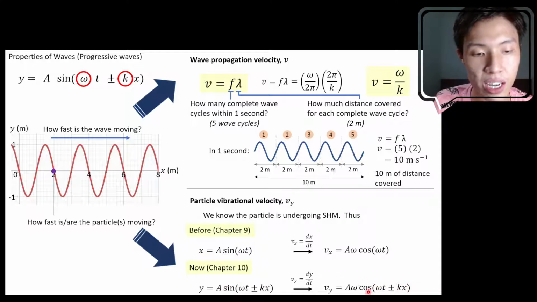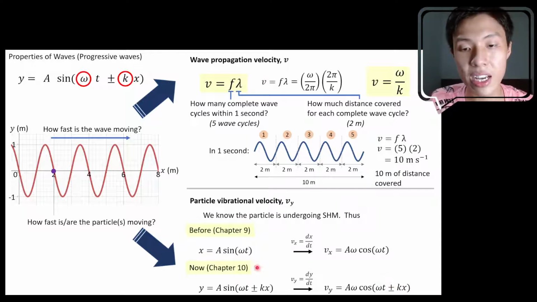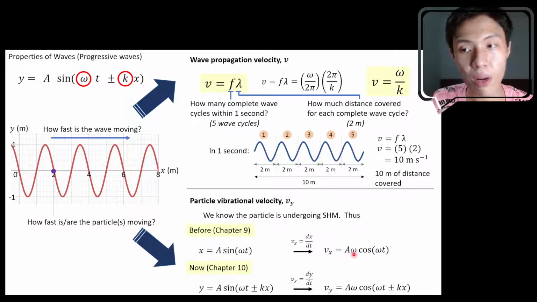Again, sine you differentiate, you get cos, and if you differentiate what's inside the bracket here, you are differentiating it against time, so the term behind this is irrelevant. There's no time over here, so you only need to care about the first term. You differentiate omega t, you get omega. That's why you have a omega cosine omega t plus minus kx. Okay, it's still a similar idea as what you learned in chapter 9. So this equation here will describe the velocity of the particle vibrating in this fashion here.